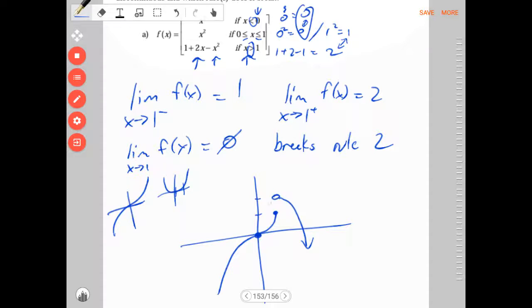Now if you look, these two points don't line up, and we knew that from up here when we evaluated. See up here, guys, 1 did not equal 2. So we can see that the limit as we approach 1 from the left and from the right doesn't work. So the limit as x approaches 1 doesn't exist. We break rule 2, and this function is discontinuous. Wow, that's a lot of work.